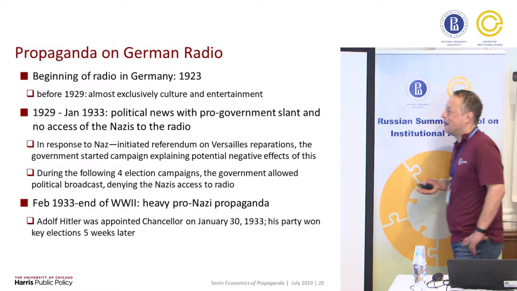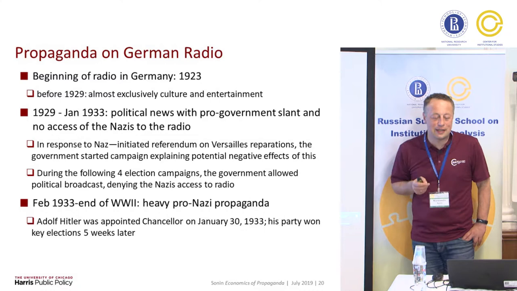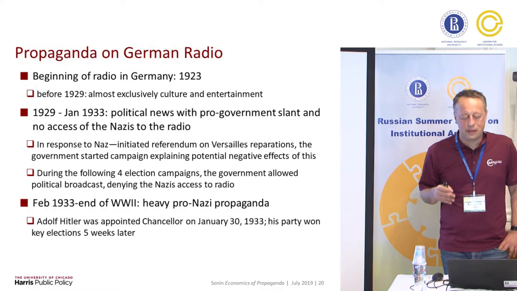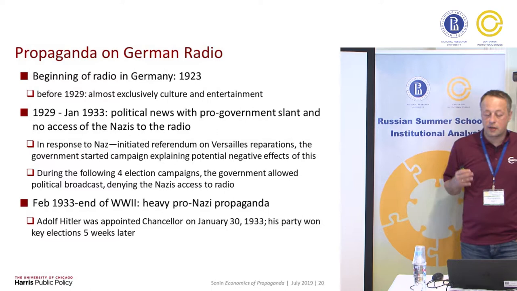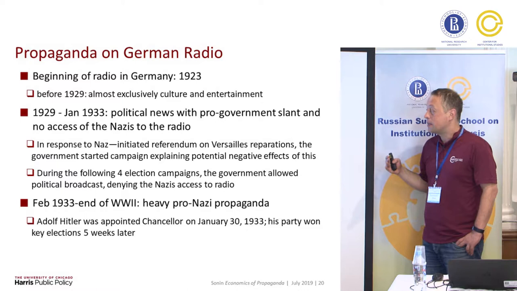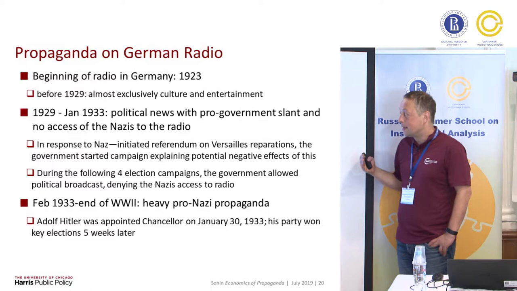The radio in Germany started on a large scale in 1923. But before 1929, it was almost exclusively non-political. Then, since 1929, since the moment when Nazis initiated a referendum on Versailles reparations, the government started to use radio for political campaigns. And up until January 1933, the government was able to deny Nazis access to radio.